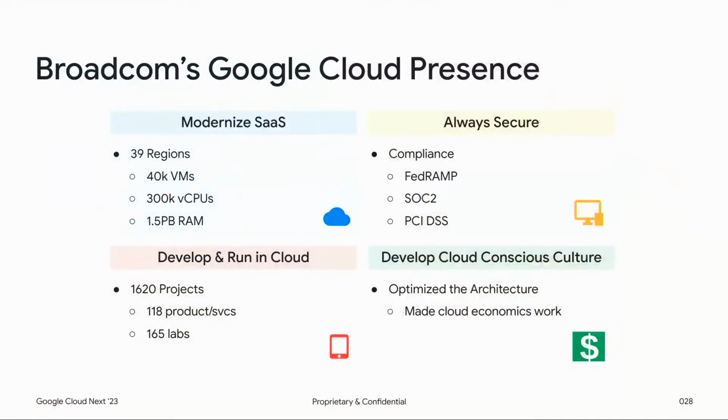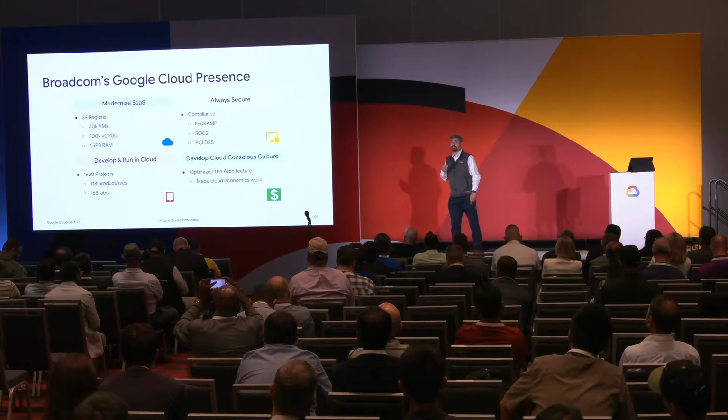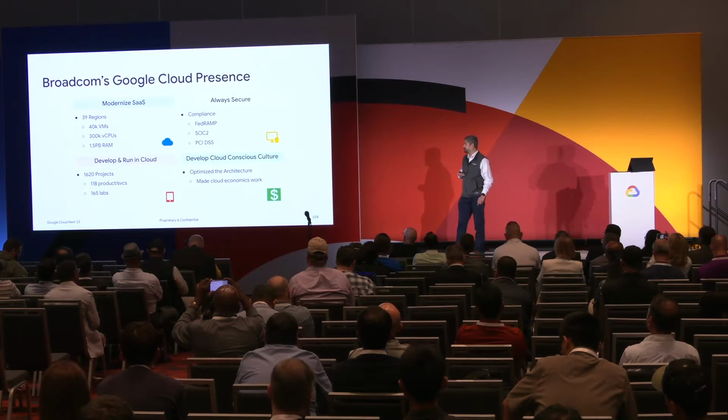Now, as I said, we run almost all of our SaaS solutions inside Google, so we have a fairly large footprint. We run in 39 regions today, with several tens of thousands of VMs. We are a very big GKE shop. The stats go on and on. Because of our global presence and the diverse set of customers, we have to always be secure. We go through all the compliance regimes like PCI DSS, SOC 2, and FedRAMP. It's really important for us because we hold a lot of customer data.